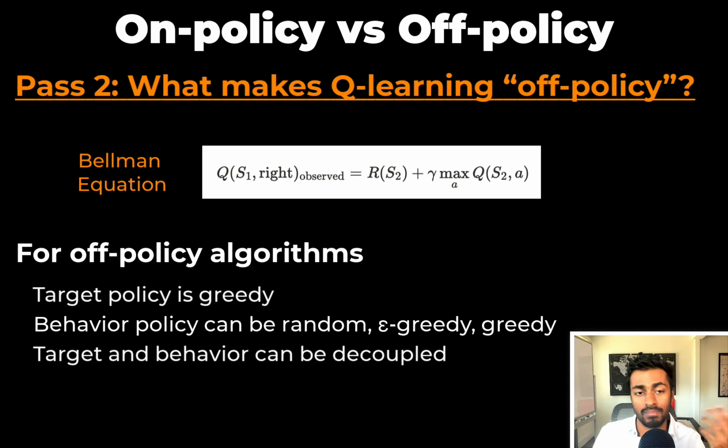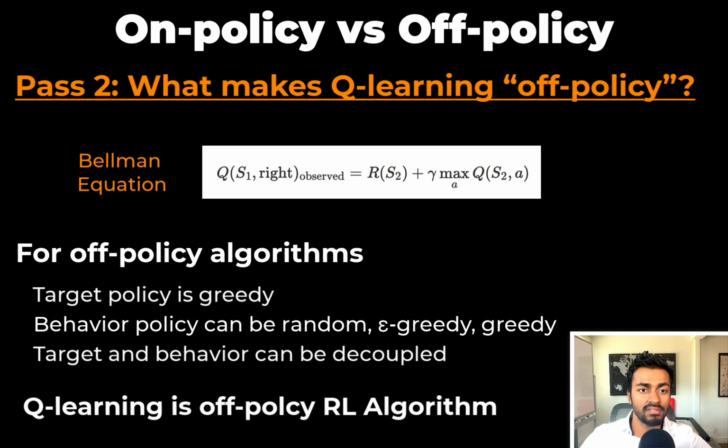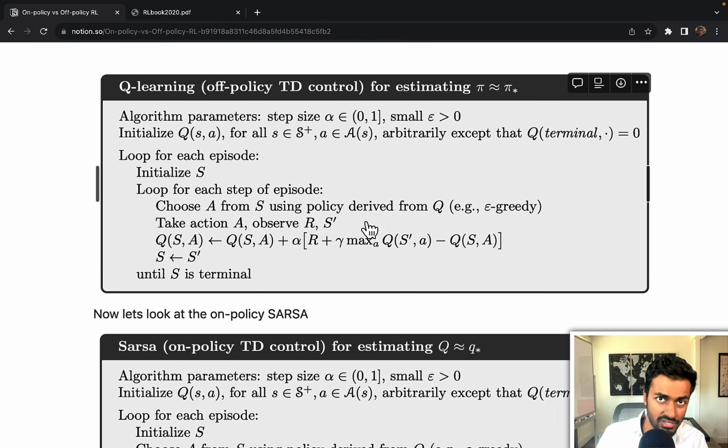And so, for example, a behavior policy can explore the environment and collect data, and the target policy, which is used to update Q values, can be done separately from that behavior policy of navigating the environment. And because they can be effectively decoupled, this is an off-policy reinforcement learning algorithm. This is the end of Pass 2, and I hope we now have a brief understanding of Q-learning as well as what makes Q-learning an off-policy algorithm.